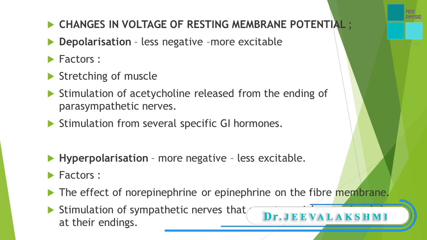Now moving on to hyperpolarization. When the potential becomes more negative, which is called hyperpolarization, the fibers become less excitable. The factors responsible for hyperpolarization, that is, making the membrane potential more negative, are the effect of norepinephrine or epinephrine on the fiber membrane and stimulation of the sympathetic nerves that secrete mainly norepinephrine at their endings.